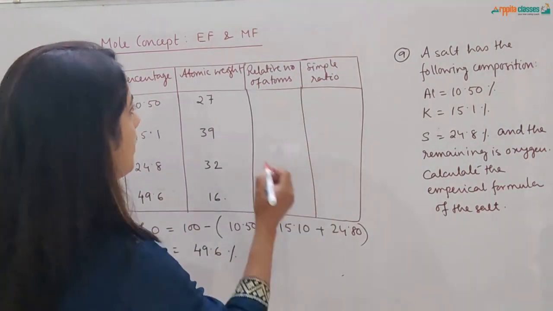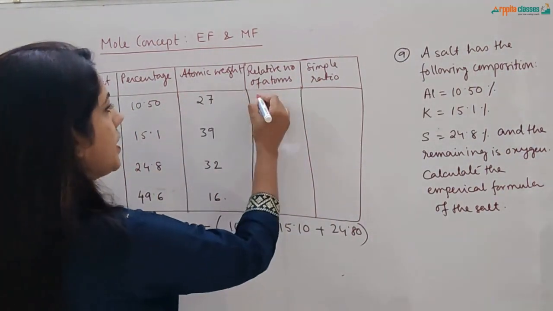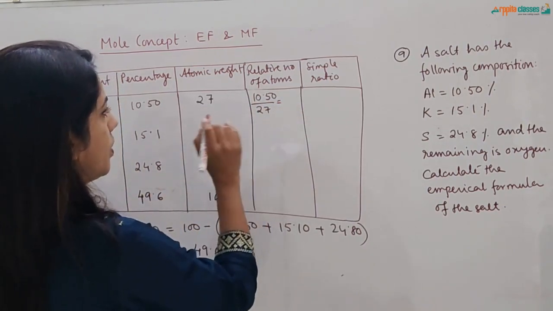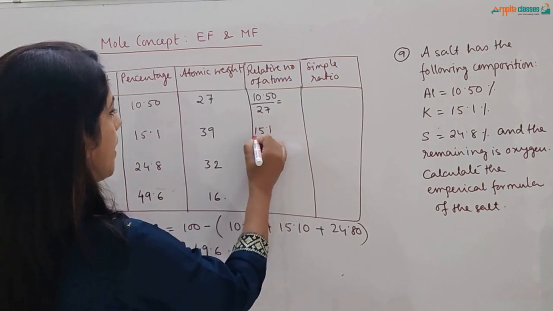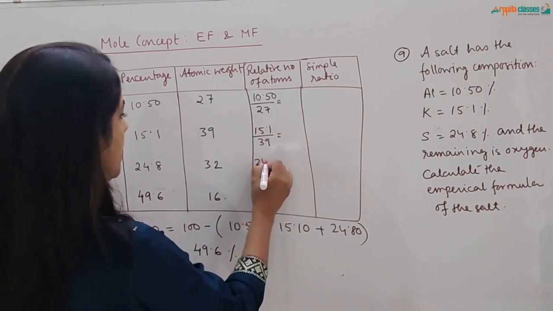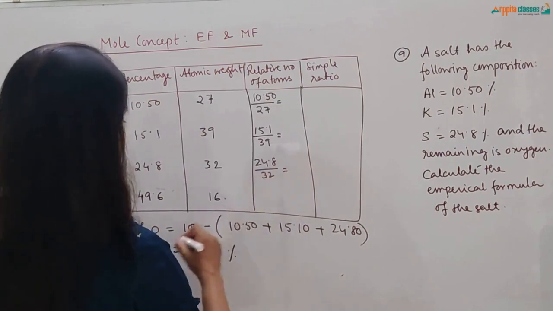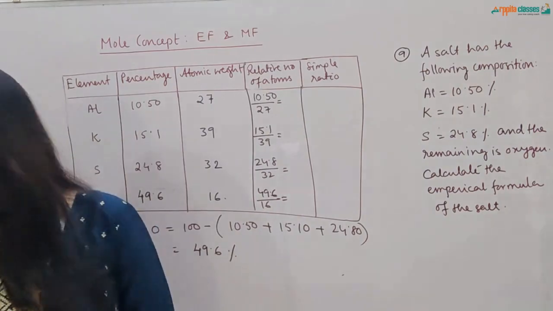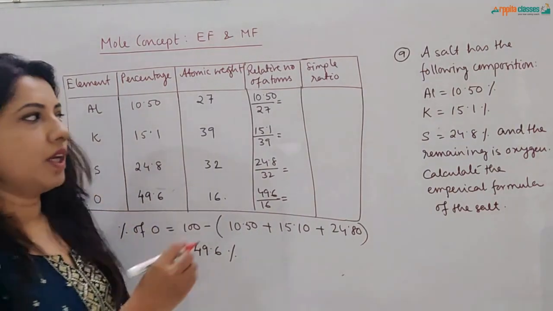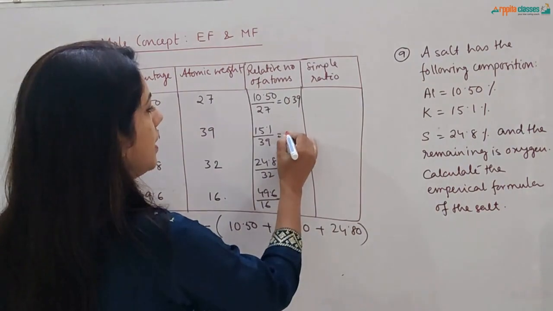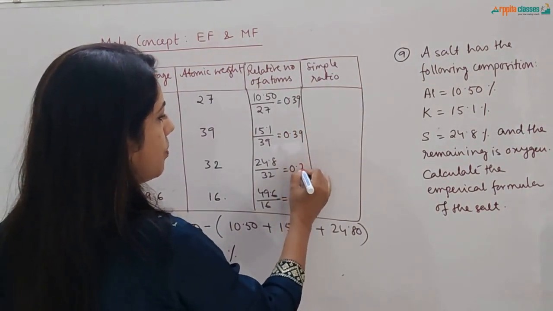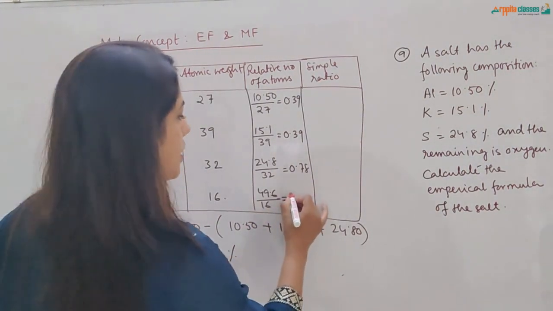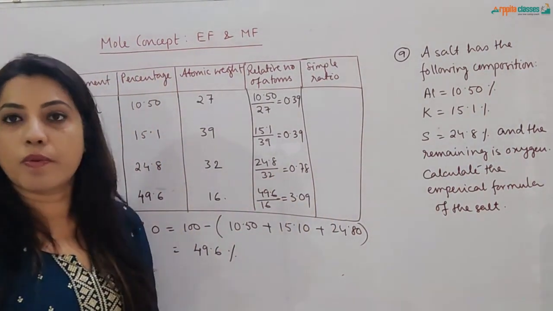So here it will be the relative number of atoms. We'll divide the percentage by the atomic weight: 10.50 by 27, here it is 15.1 by 39, here it is 24.8 upon 32, and here it is 49.6 upon 16. Let us see what the values are. The first one is 0.39, this is 0.39, even this is 0.39. This is 0.78. And the final answer is 3.09. So the lowest value is 0.39.